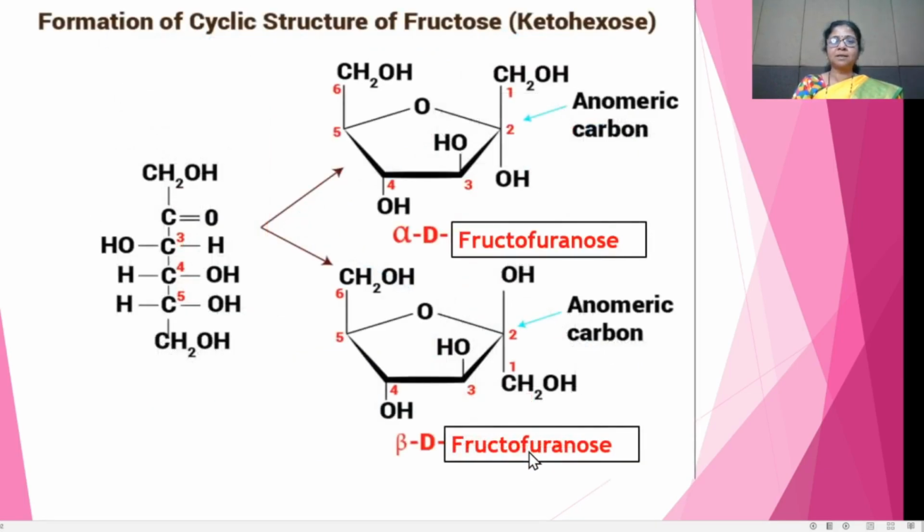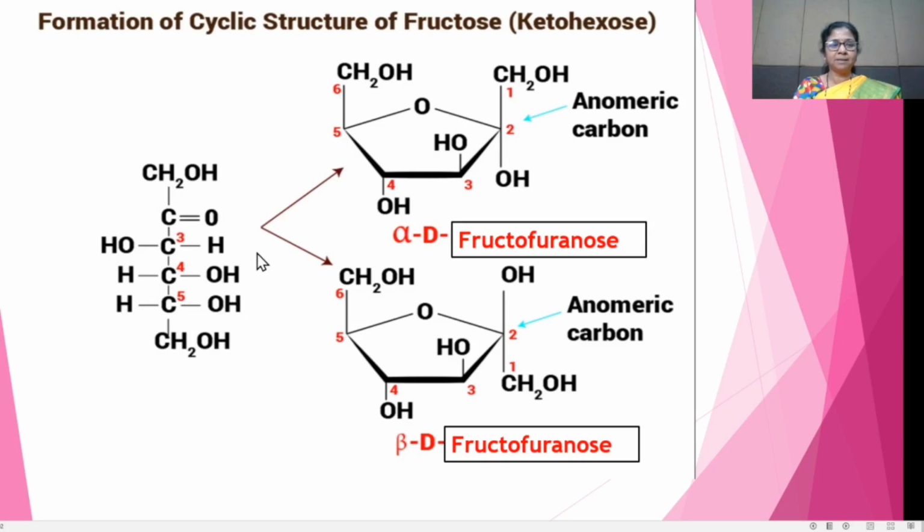Now see the ring structure of fructose. Fructose contains the carbonyl group as a ketone group, so it is called a ketohexose. There are also 6 carbon atoms, 5 OH groups and 1 carbonyl group, which is the ketonic group. The ring is present between carbon number 2 and carbon number 5.